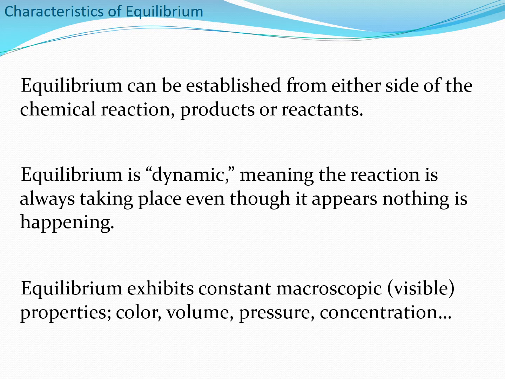If they aren't in equilibrium, then that means that we have a shift. So products are going up and reactants are going down, or vice versa. If we look at something like color, and the color that we see is getting darker and darker, that means that the system is not in equilibrium. That means that it's still shifting. Not until we see constant macroscopic properties will the system be considered to be in equilibrium.